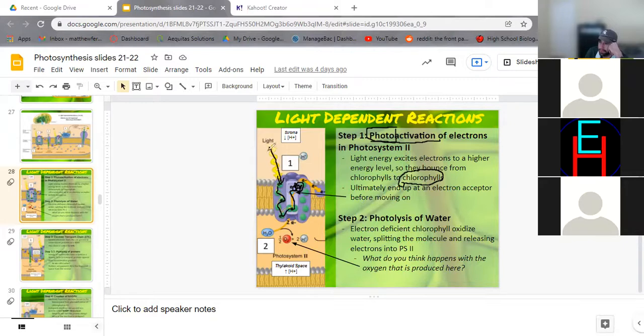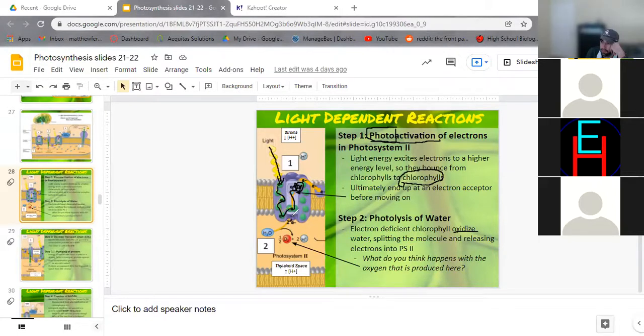What ends up happening, though, is that the light itself doesn't break the water. What happens is when the electrons trade their energy and bounce from chlorophyll to chlorophyll, photosystem 2 here becomes a wonderful oxidizing agent. It's good at oxidizing things, meaning it's good at making things lose electrons. Something like water will end up losing its electrons. So the photolysis of water is water donating electrons to photosystem 2 due to the energy that was provided from the light in step 1.